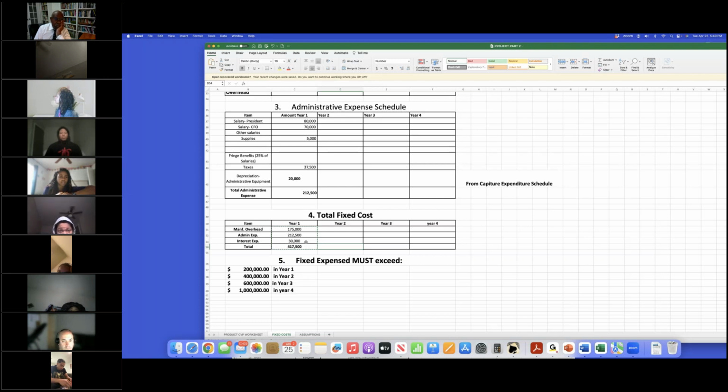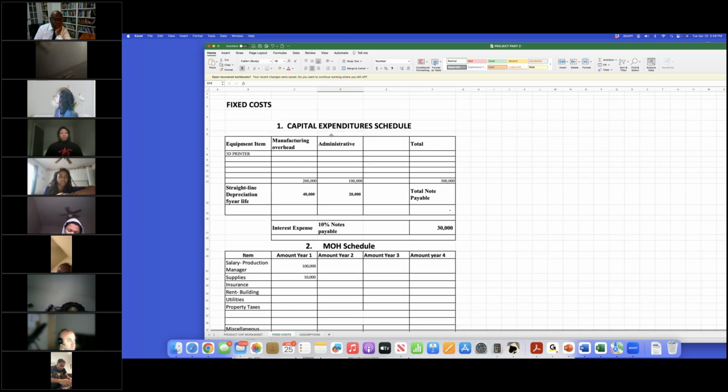I estimated that I spent 200,000. You've got to look at what you're making and determine what these numbers are. I had a 3D printer in here, but you're going to look at what you buy.